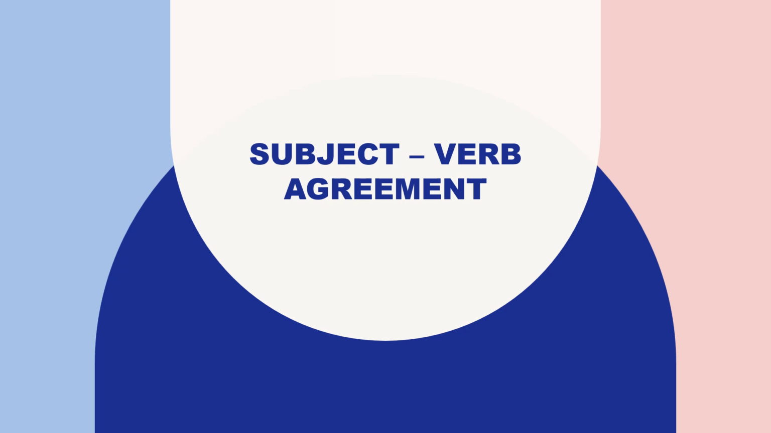The subject verb agreement. As you all know, in English grammar, the sentence structure always contains a subject, a verb and an object. That's how it goes. So without further ado, let's dive into the topic. Subject verb agreement.